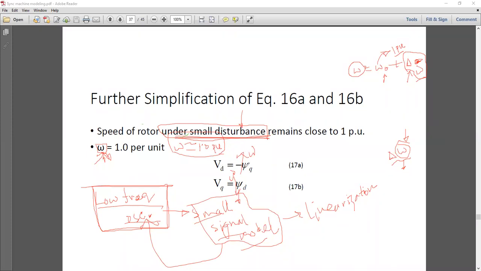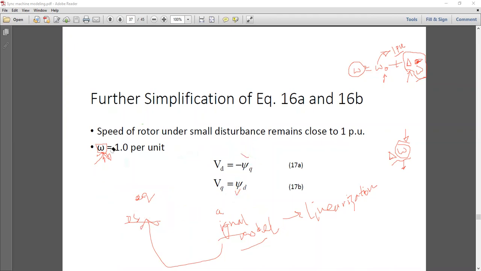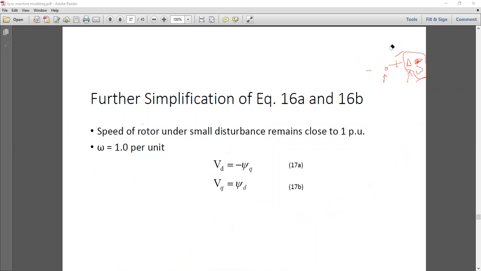So we have Vd equals minus psi q and Vq equals psi d. So life is getting simpler slowly. After all these tedious calculations, Park's transformation, per unitization, permeance calculation, after all these efforts, we are slowly going into something to cherish, something to be happy with. So Vd is minus psi q, Vq is psi d.